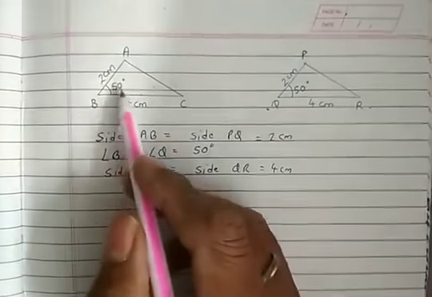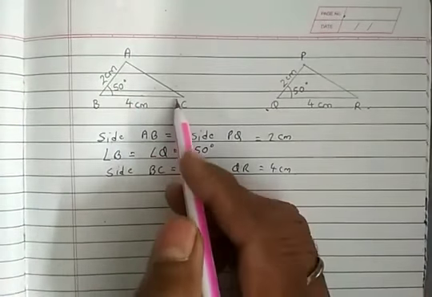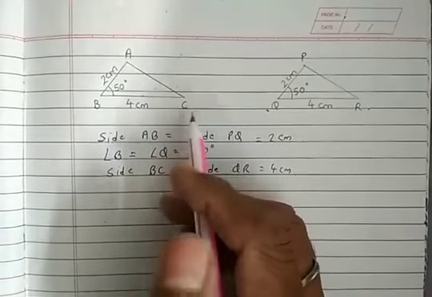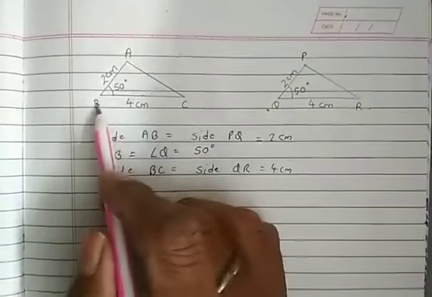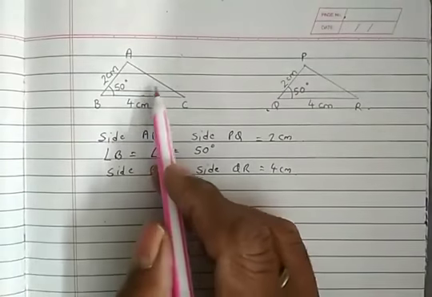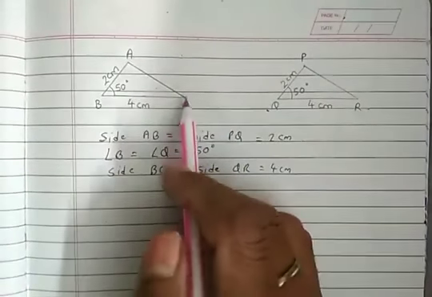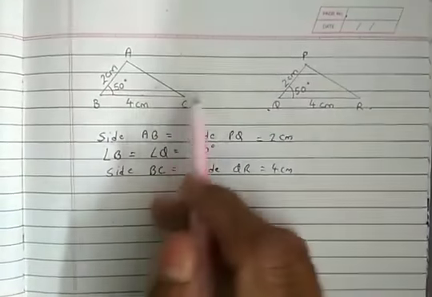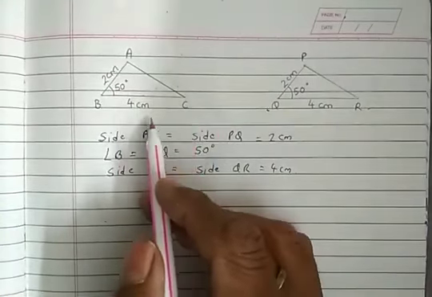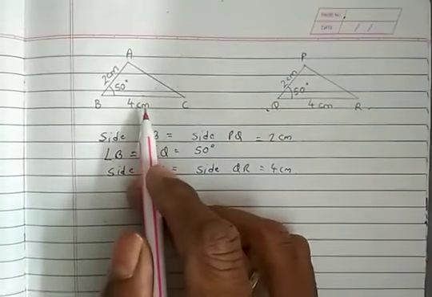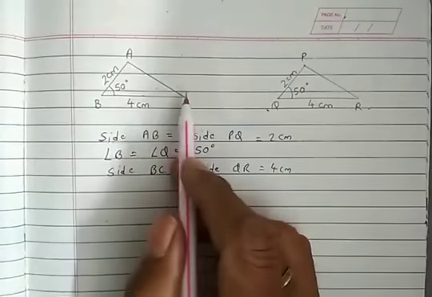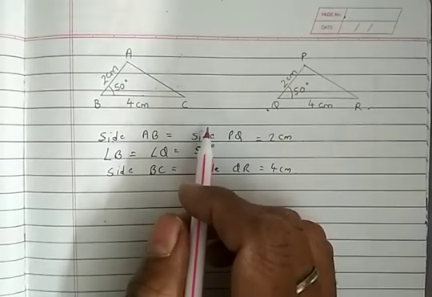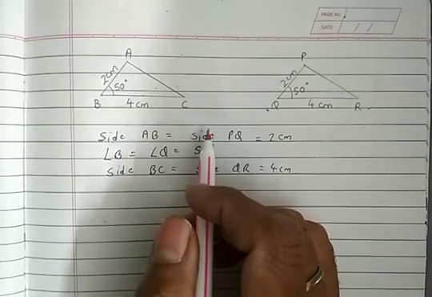Now let's learn about angle side angle congruency. What does it say? That if two angles of two triangles are equal and the included side is equal to the other triangle's included side, then it is said that the two triangles are congruent by angle side angle. Let us see this with the help of an example.